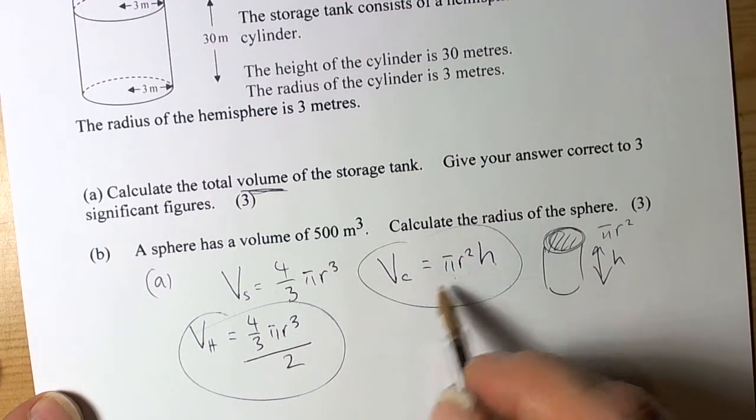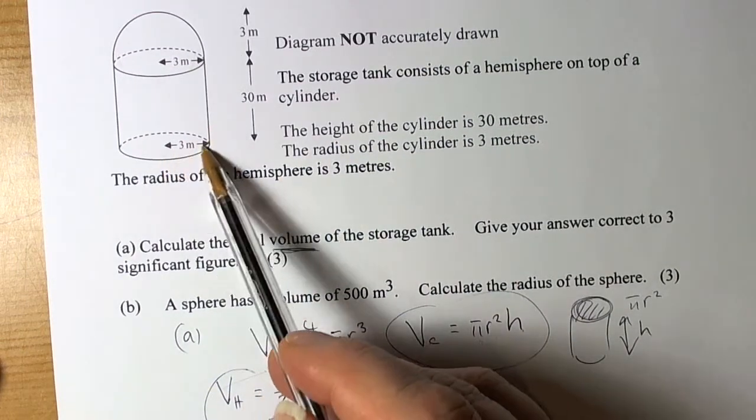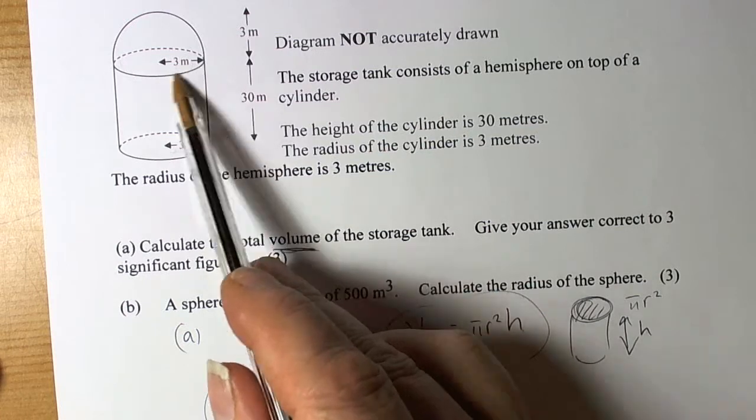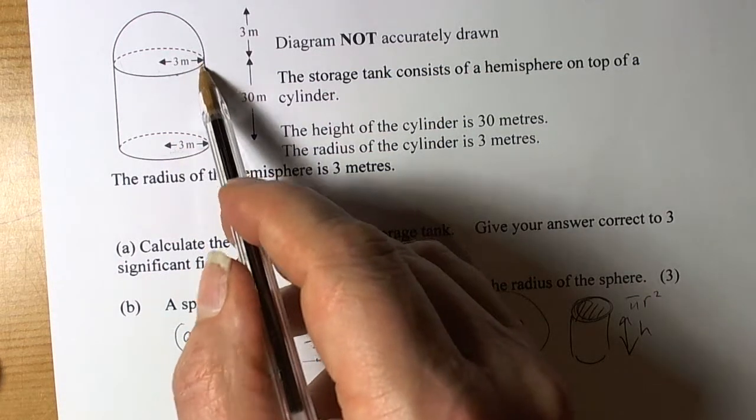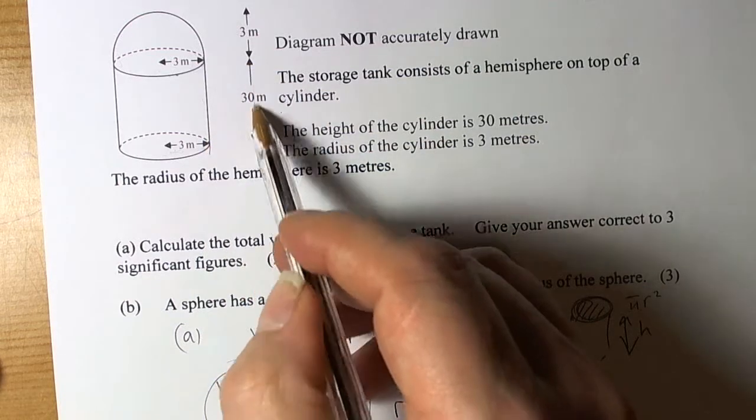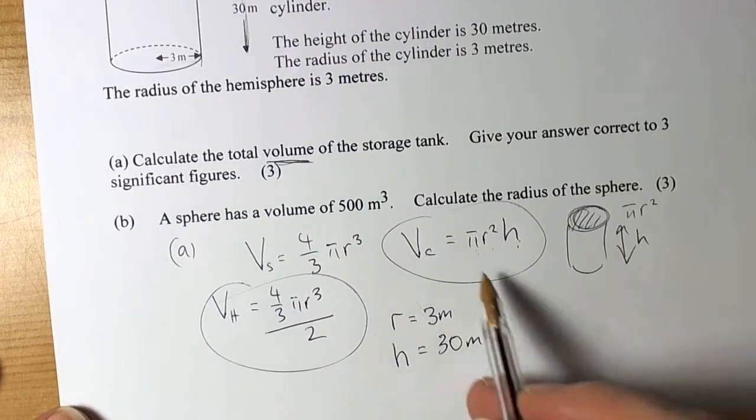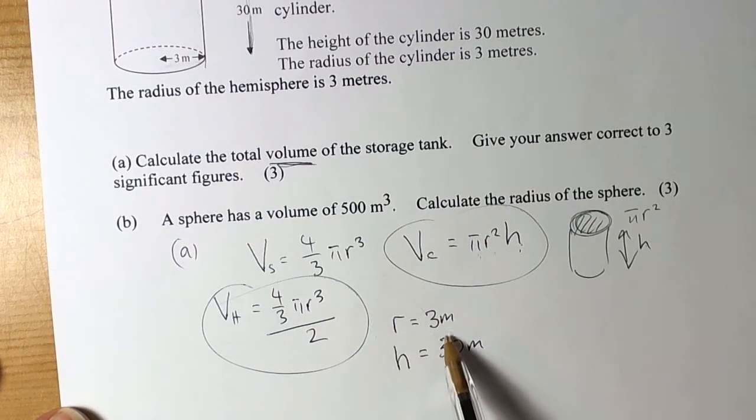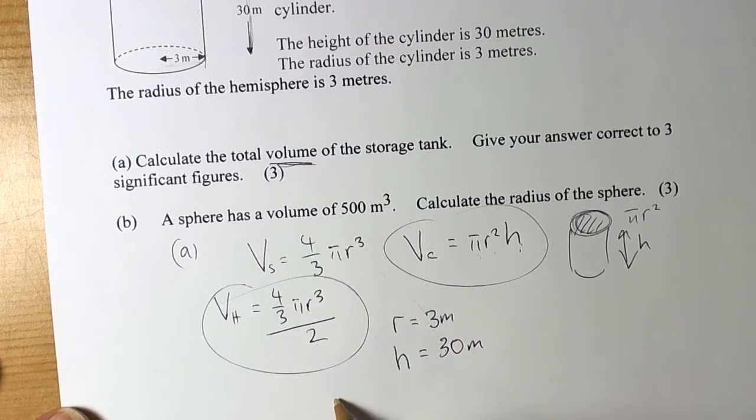So those are the two formulas. They both require a radius, so we go back to the picture and decide what the radius is. The radius is 3 in both cases, so we can write r is 3 meters. The cylinder formula also requires a height, so we go back to the picture again, and the height of the cylinder is 30 meters. Quite often with these formula questions, once you've identified the correct numbers, you then put them into the formulas.